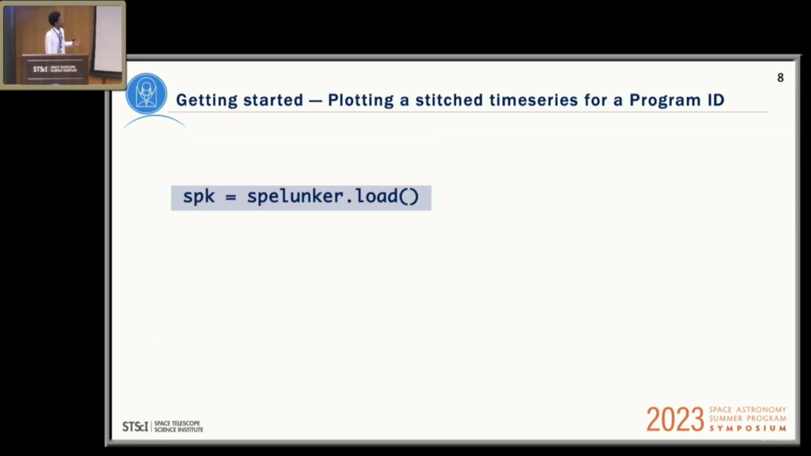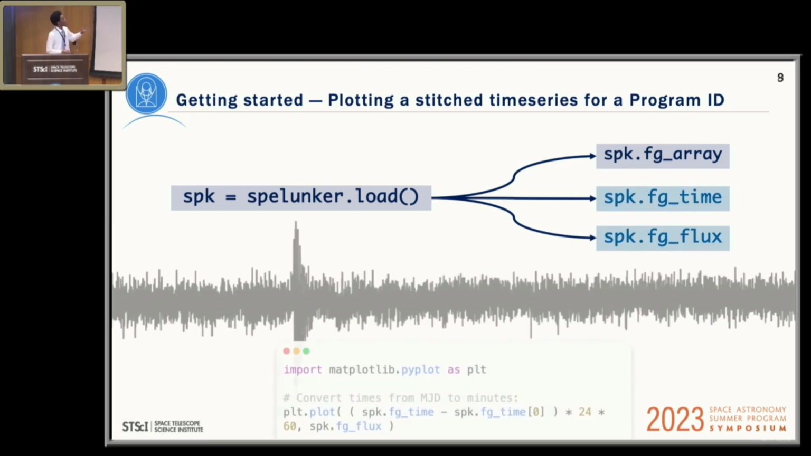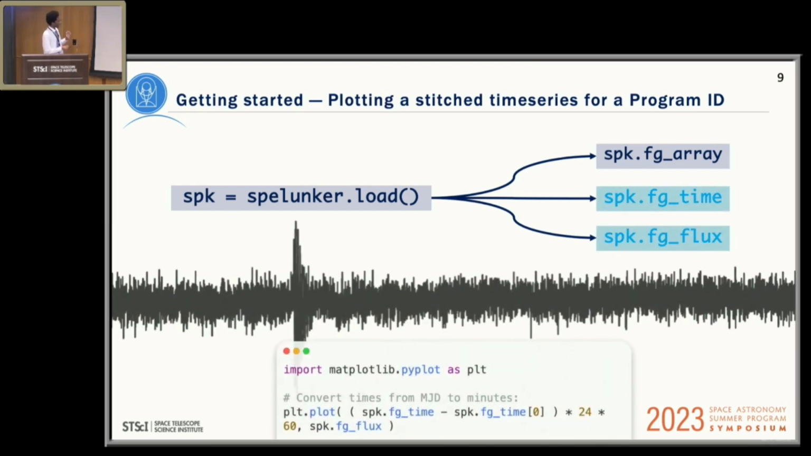So let's jump right into this. One of the main functions is something called Spelunker.load. So you input your own program ID along with the observation number and visit ID. And what it basically does is load it all into one object, and you can call out any object you want. So let's say if you want to plot a quick time series, you can use spk.time or spk.flux, use both of them, and plot a time series of the guide star data just by loading it in.